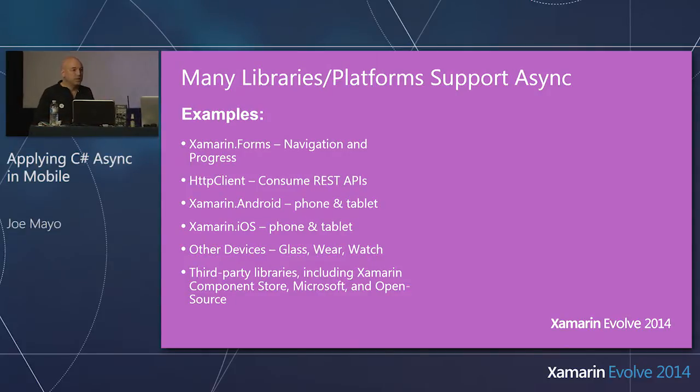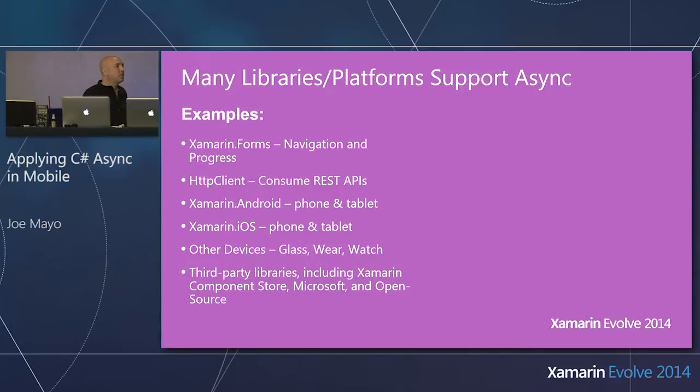So you can use async with Xamarin, Android, iOS, and all kinds of devices like Glass and Wear and Watch. And why that's excellent is because you can offload a lot of your work onto a web API somewhere on the web, and you can use these devices with limited capability to add more power to your application and not lock up your UI and give the user a nice experience.